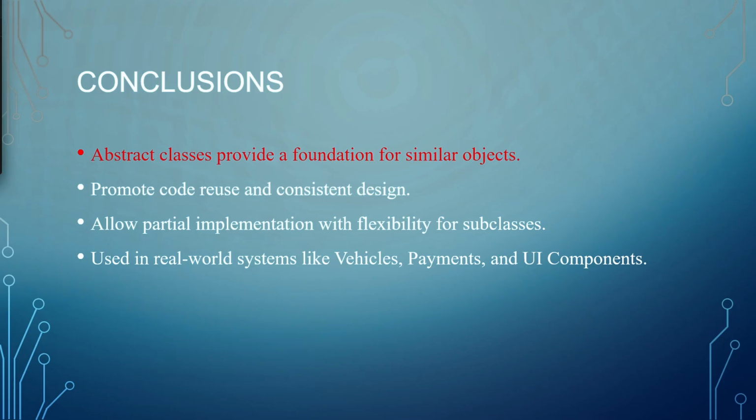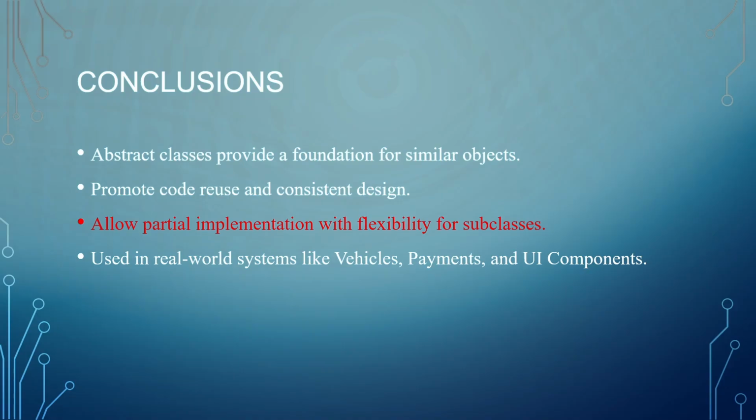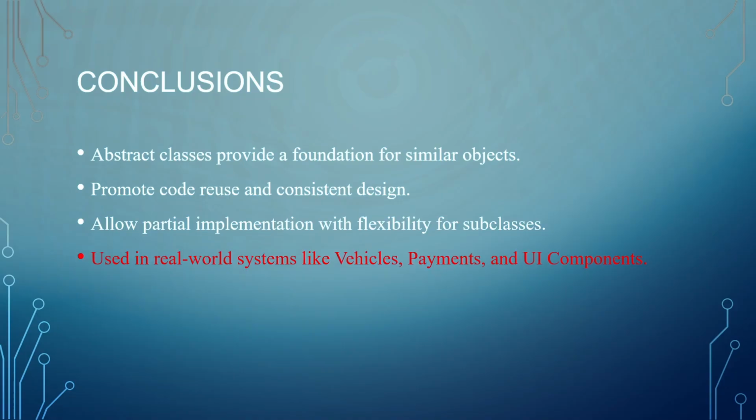In the end, to wrap up, let's summarize what we've learned about abstract classes. Abstract classes provide a strong foundation for creating similar types of objects. They help promote code reuse and maintain a consistent design across different parts of a program. They also allow for partial implementation, giving flexibility for subclasses to add their own specific details. In real-world systems, abstract classes are commonly used in vehicle systems, payment processing, and user interface components where shared behavior and structure are essential. Overall, abstract classes help us build software that's organized, reusable, and scalable, making them a key feature of good object-oriented programming.